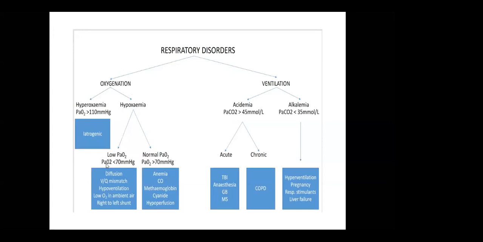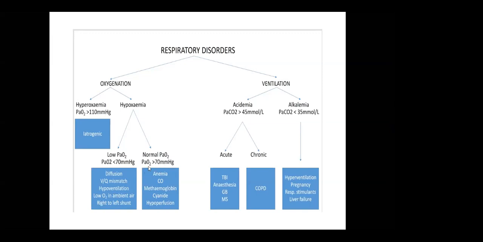There are five main reasons for hypoxemia with low PaO2, meaning PaO2 less than 70 millimeters of mercury: diffusion problems, for example in lung fibrosis; V/Q mismatch; hypoventilation; low O2 in ambient air; and right-to-left shunting, either intrapulmonary or intracardiac.